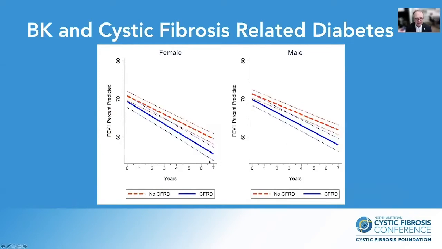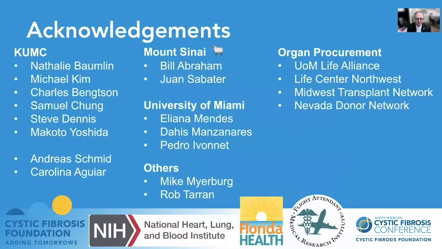Does it have really any effect in the era of highly effective modulators? And so you see here, these are data from the CF registry that we analyzed for patients without or with CFRD being on ivacaftor for over 7 years. And you can see that actually the trajectory of lung function decline is worse in patients with CFRD. So this might or might not be related to the problem of BK dysfunction, but it indicates that we need additional therapies in this patient population.